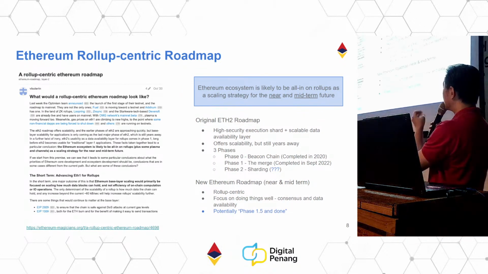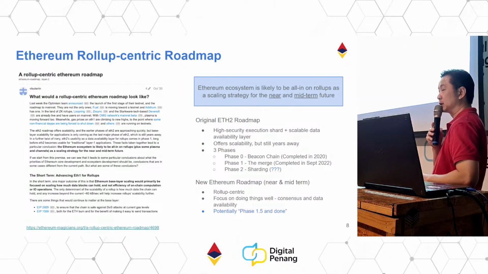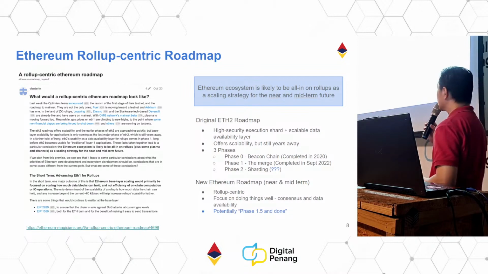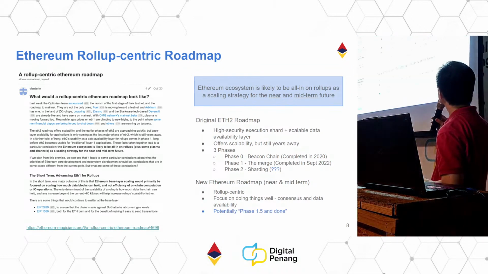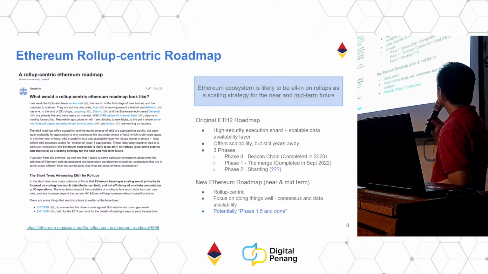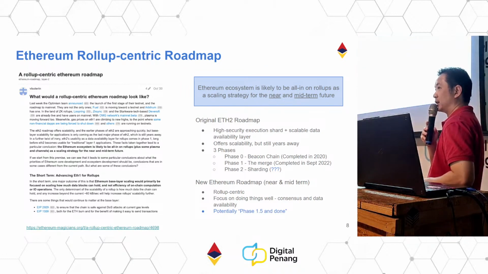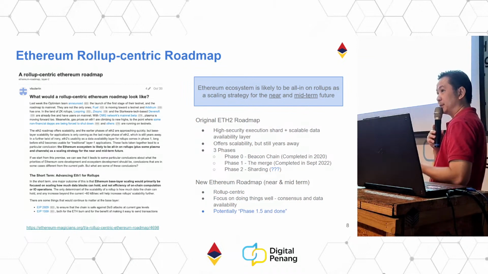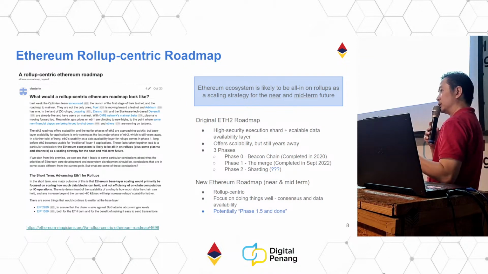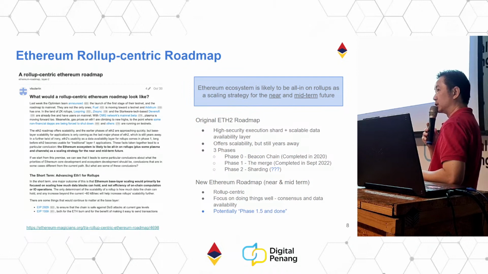So now Vitalik comes in with a direction change. He's proposing something called a rollup-centric roadmap. Basically, Vitalik is saying that the Ethereum ecosystem is likely to be all in on rollups in the near and mid-term future. So that means the Ethereum Foundation is not going with their existing 2.0 roadmap anymore. They make a detour to do something else that enables the rollup ecosystem to be there first.